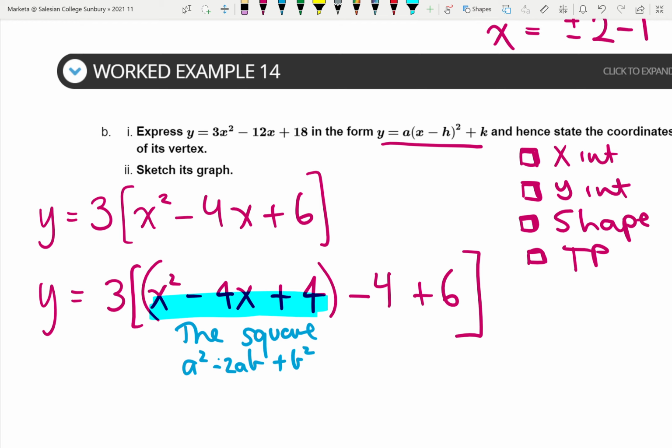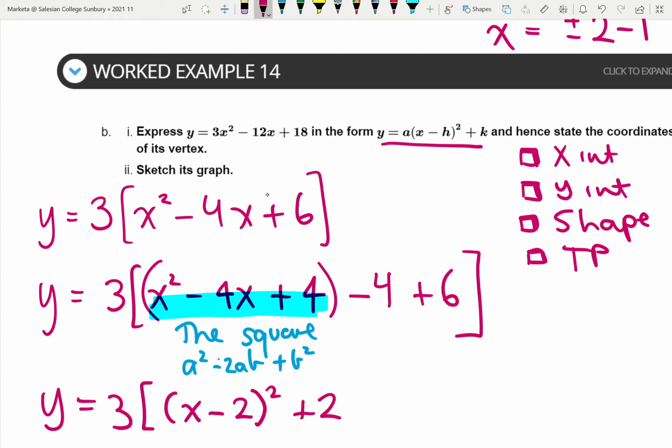So let's neaten it up. Y equals 3. This is a squared minus 2ab plus b squared, so that factorizes to a minus b squared. And then negative 4 plus 6 is 2. Still all multiplied by 3.